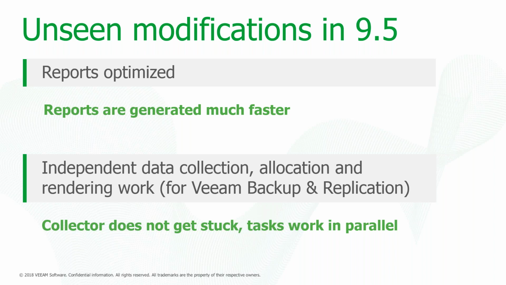You can see there. So just moving on to the next unseen modification, and that's the independent data collection, allocation, and rendering of work in that process. Prior to 9.5, it was a serial process. So if there was an issue with collection and then allocation before rendering, the collector could actually get stuck. Now those tasks work in isolation and in parallel, giving you a far better and more resilient approach to the data collection.